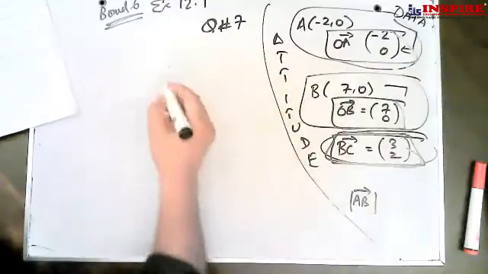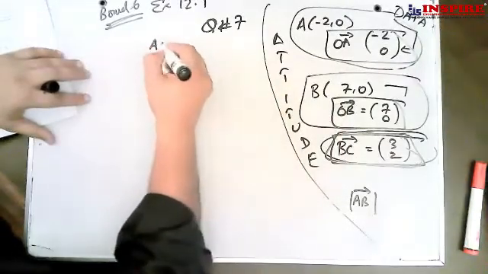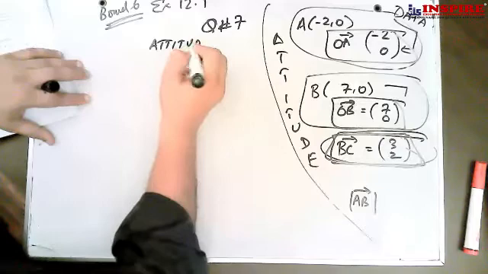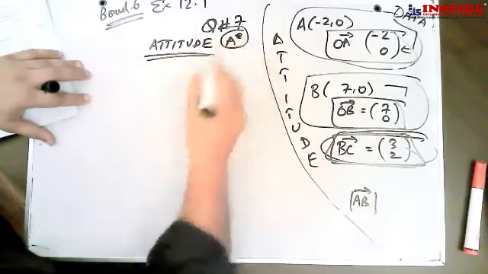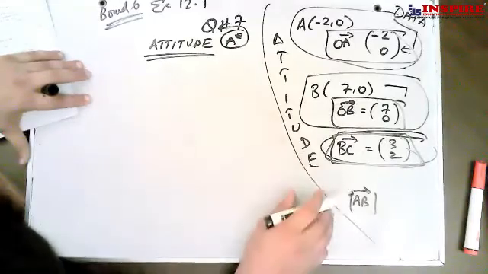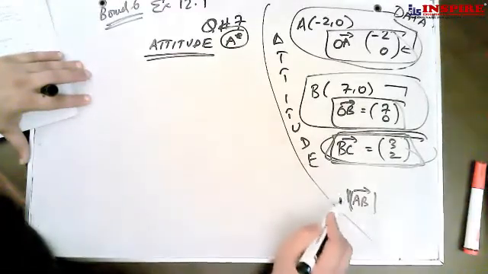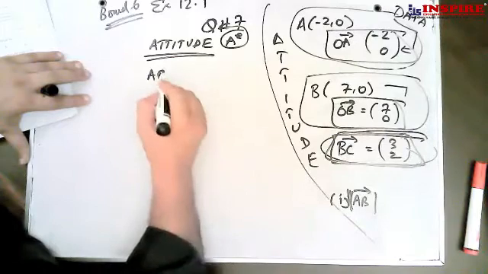Hang on. First thing I do, attitude. Everybody with me. An A star grader has an attitude. He says, hang on. You want me to find the magnitude of AB? Okay, let's find AB first.